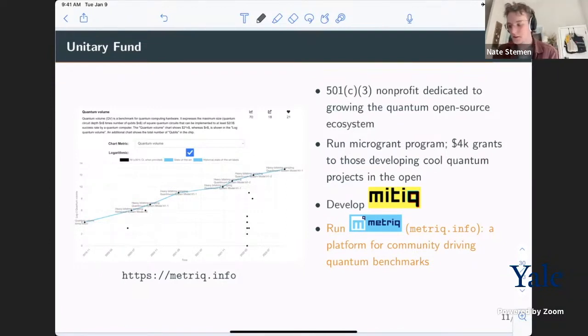So the idea with Metriq is to be like a single source of information for whatever quantum benchmark you can come up with. So I encourage you to go take a look. It's metriq.info.